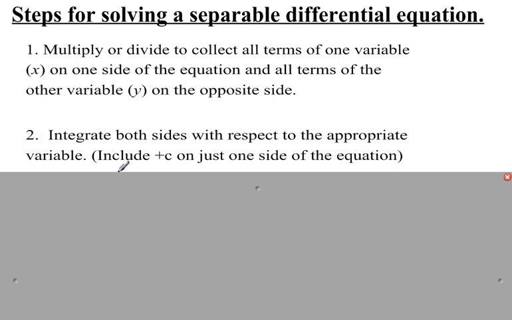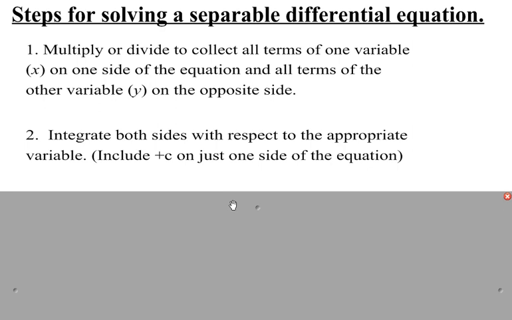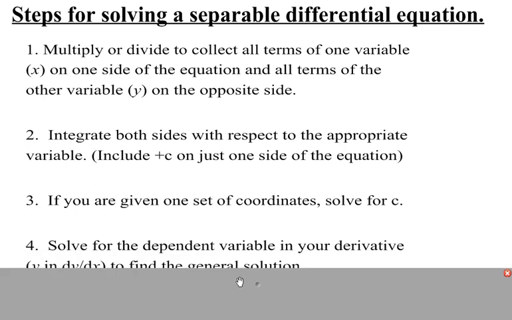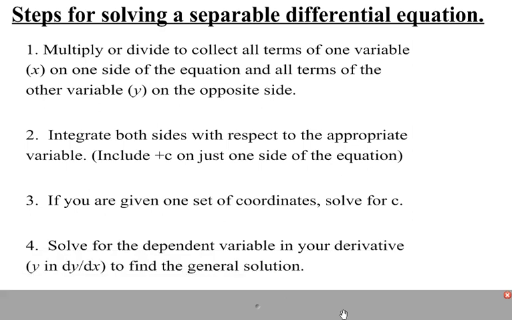The next step is we integrate both sides with respect to the appropriate variable, and we only put plus c on one side. Step 3, if we are given a set of coordinates, we solve for c. And our last step is we solve for the dependent variable in a situation like dy dx is y. So we solve for y to find our general solution.